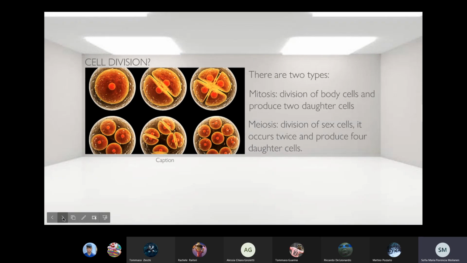So what is cell division? Cell division can also be called cell reproduction, and there are two types, so two methods. The first one is called mitosis, and it is the division of body cells which produce two daughter cells. While the second type is meiosis, which is the division of sex cells, which are also called the parent cells, and it occurs more than once, so twice or even more, and these produce four or more daughter cells. So if this occurred twice, there are going to be two daughter cells.